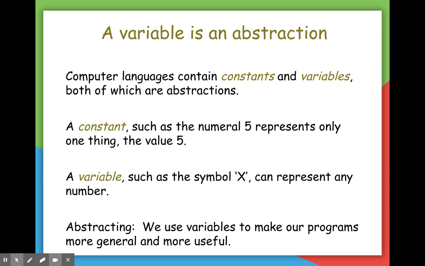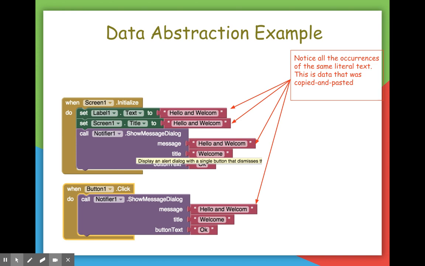Now, a variable is an abstraction. And I do this in the slideshow, and I almost wish I had a better way of showing this to you, but a constant, something like the number 5, is always 5. But if I say x plus 1 equals 6, x can represent any number. If I put it in the world of x plus 1 equals 6, then you know it's a 5. But if I put in x plus 1 equals 7, then I've just changed x, because x is now 6. Now, this is a data abstraction example. We have an example of blocks, and we have this very same text right here: hello and welcome.